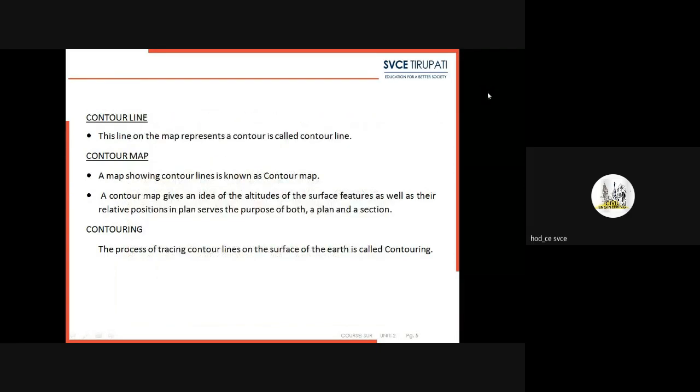See here, as you know, what is meant by contour? If a map shows the contour lines, we can call it a contour map. Contouring is the process of tracing out the contour lines. From the map, we have to trace the contouring lines; that is meant by contouring.